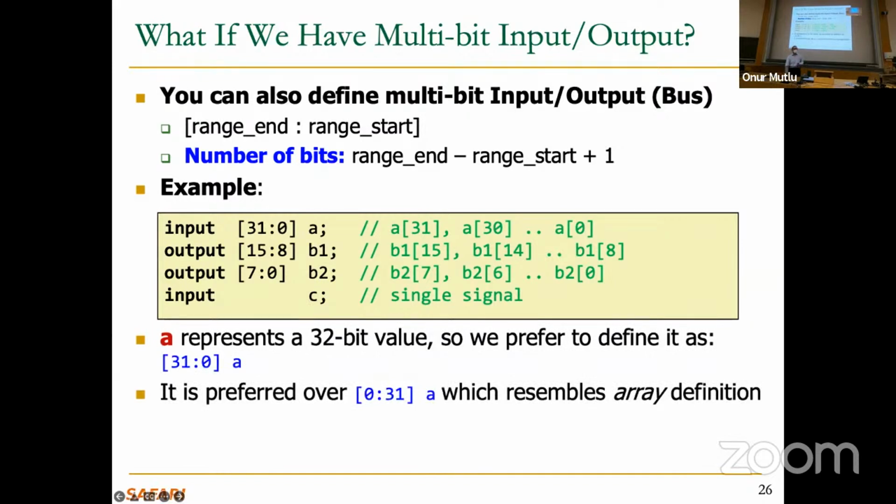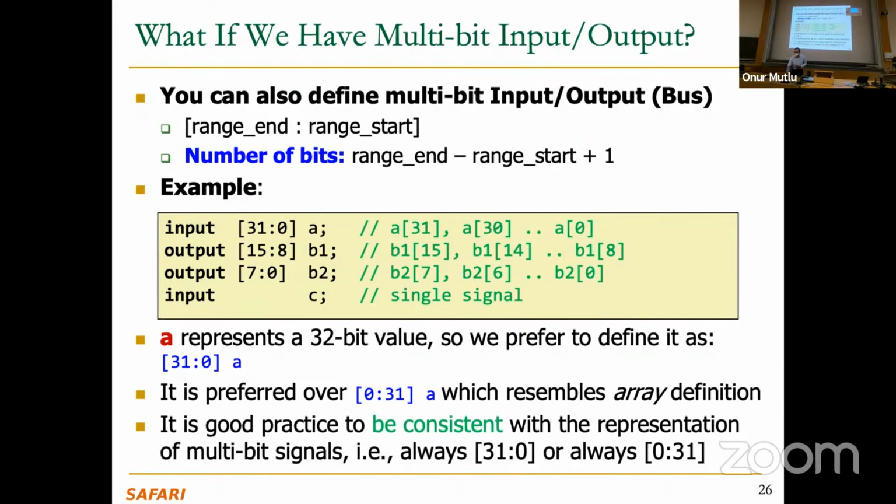And usually there are actually two ways. Verilog allows you to do things in different ways. This is a better way, in my opinion. This, in my opinion, should have been perhaps forbidden because this resembles an array definition in Verilog also, which you will see later on. So it's in general good practice to be consistent with the representation of the multi-bit signal. So it's better, in my opinion, to use this one over here as opposed to this one.